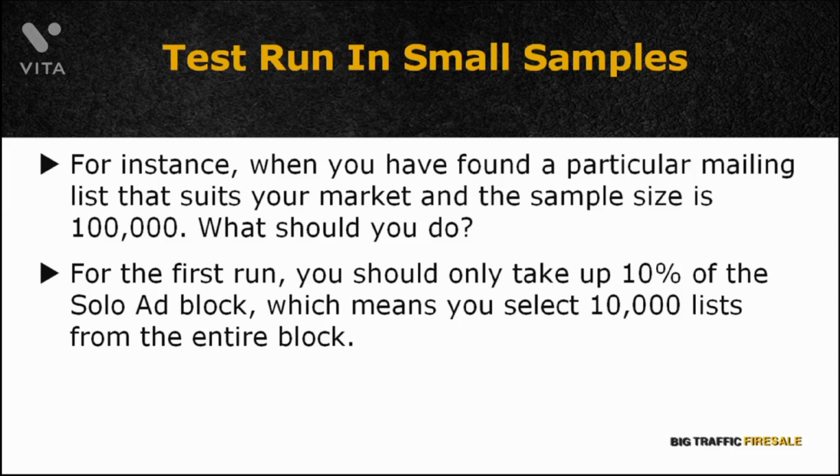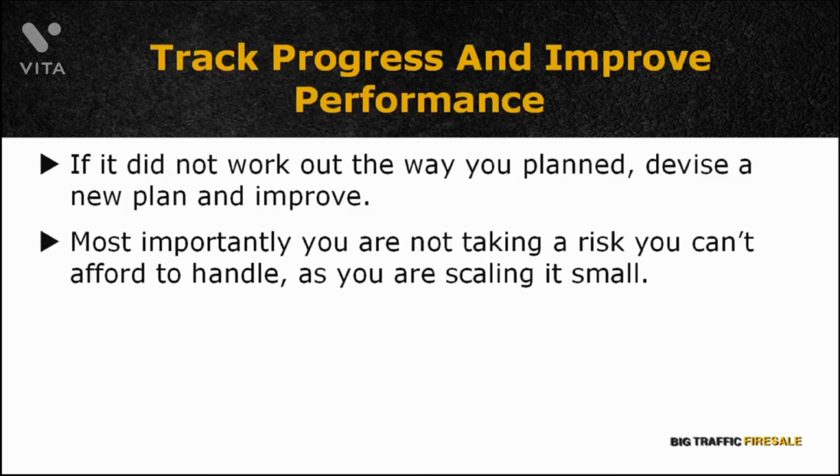For instance, when you found a particular mailing list that suits your market and the sample size is 100,000, what should you do? For the first run, you should only take up to 10% of the solo ad block, which means you select 10,000 lists from the entire block. This gives you the chance to track your progress and observe your performance. You are able to identify if the solo ad is in fact the suitable market for you. If it didn't work out the way you planned, devise a new plan and improve. Most important, you are not taking a risk you can't afford to handle as you are scaling it small.